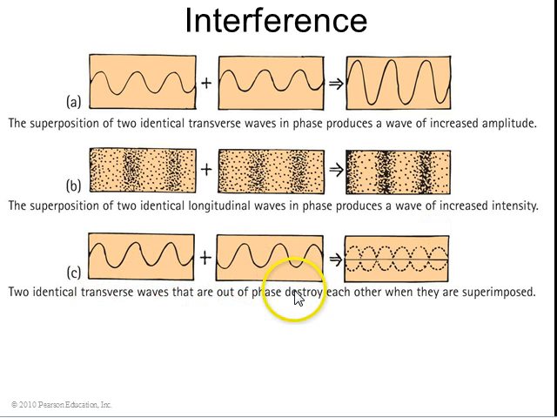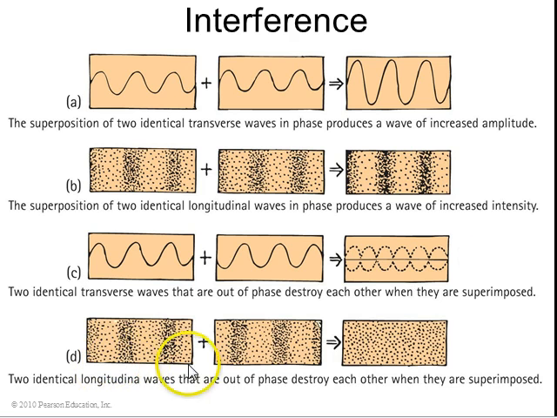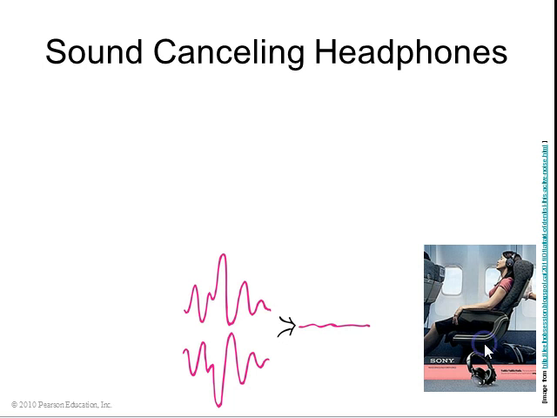However, if waves are out of phase, they'll cancel each other out, and you can just get a zero amplitude wave. And this is true as well with longitudinal waves. If the compressions match the rarefactions in this wave, and the compressions match the rarefactions in this wave, they can cancel each other out and get zero sound.